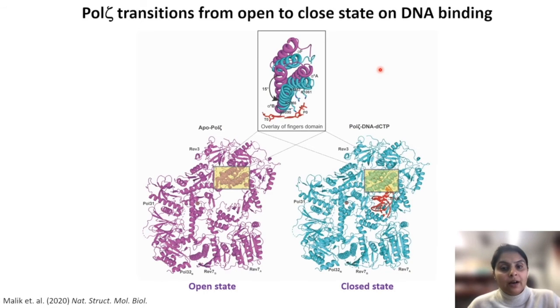Finally, we used our APO structure and compared that to our ternary complex structure. The major difference that we found was that the fingers in the APO structure, shown here in magenta, were in an open conformation, rotated almost 15 degrees outwards in comparison to the ternary complex. So basically what we think is that Pol Zeta's fidelity is augmented by the opening and closing of fingers at the nucleotide incorporation step.